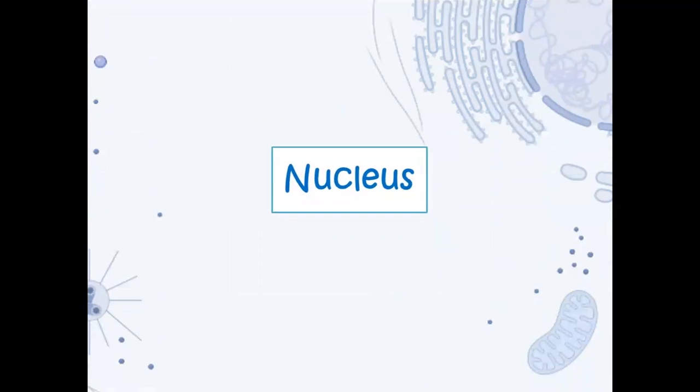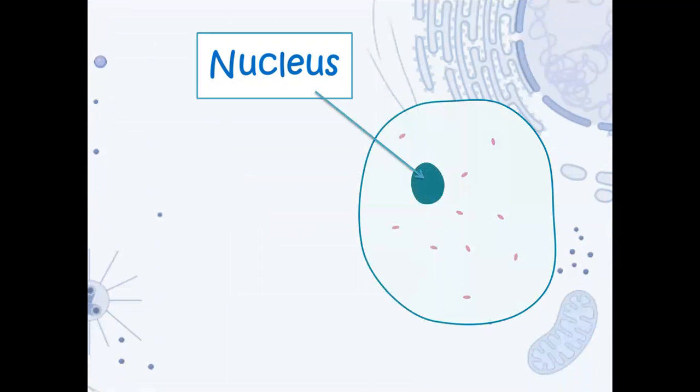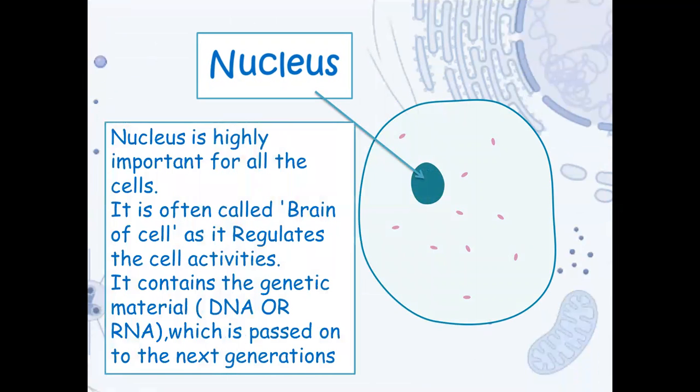We have studied what nucleus is and its main function. Today, we would be learning about nucleus in detail. We know that nucleus is this part of the cell. We also know its main function, so let's move towards its other functions. Nucleus is highly important for all the cells as it is responsible for regulating the activities of a cell. It is also referred to as the brain of the cell and sometimes as the director of a cell. It contains the genetic material which is passed on to the next generations.